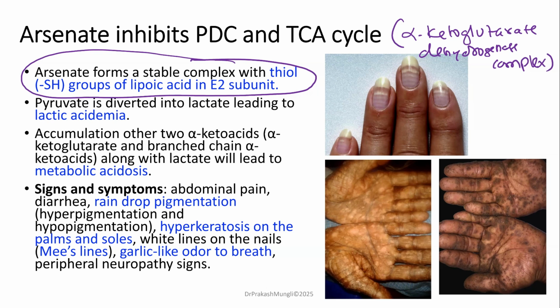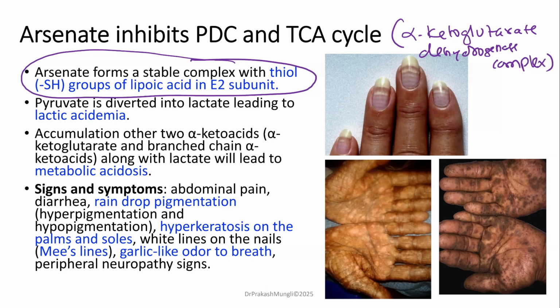And where exactly does arsenate bind to this enzyme? E2 subunit. Remember that. That can be your choice. Which part of the E2 subunit can also be your choice? Lipoic acid. Why? Because it has an SH group, a thiol group. Arsenate will go and bind to the thiol group. Okay. The first statement, blue color.